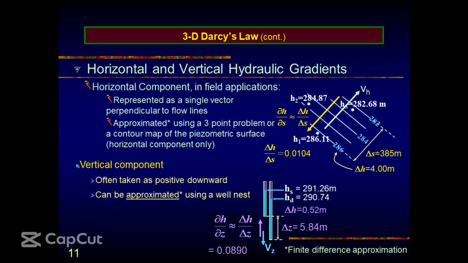Now, there is a transition zone between the unsaturated and the saturated zone, right? Am I right? There is a transition zone. What do you call that transition zone between the unsaturated and the saturated zone? Capillary fringe. Good.